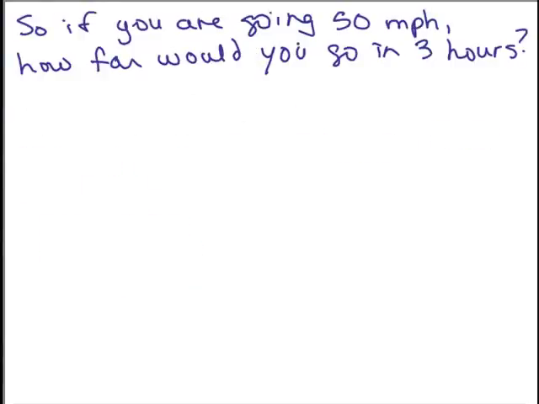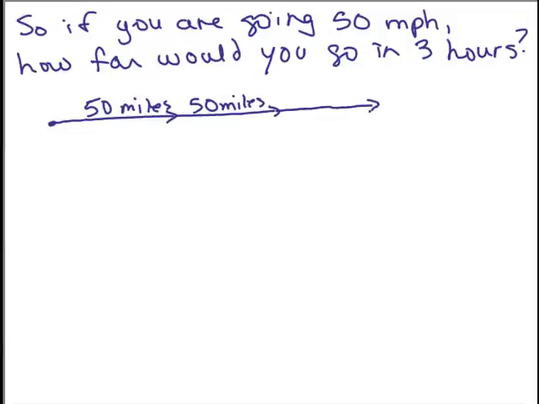So let's say you're going 50 miles per hour. How far would you go in 3 hours? Well, let's think about it. You're driving along and 1 hour passes. Can you imagine you've gone 50 miles? Because it says you go 50 miles in 1 hour. And then you go for another hour, and you go another 50 miles. Then you go for 1 more hour at that same rate and speed. You've now gone a total of 150 miles.